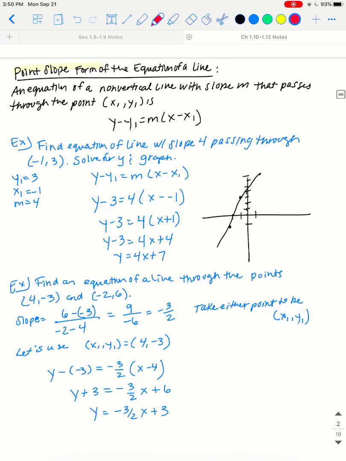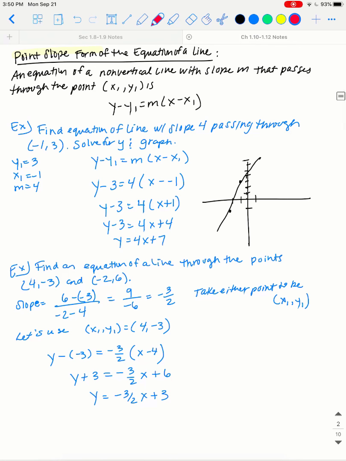So we have different forms of the equation of a line. Our first form is called point-slope form of the equation of the line. A non-vertical line with slope m that passes through the point (x1, y1) is y minus y1 equals m times (x minus x1).